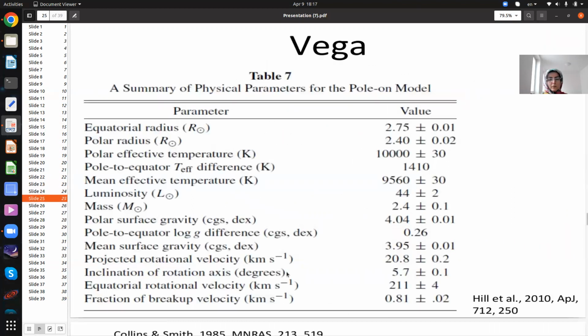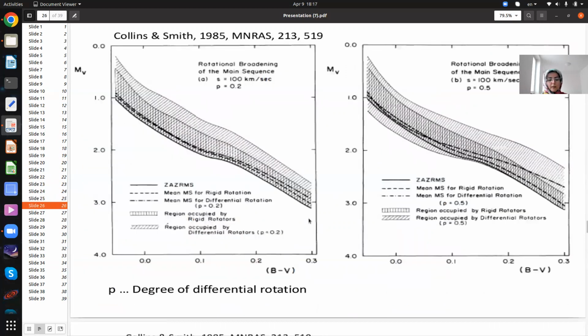And here you see the Vega and a summary of physical parameters for the pole and model. With different metallicity, we have different magnitude and luminosity changes for highly rotating stars. And here is a differential rotation. And as I told you, with different metallicity, we have different magnitude.